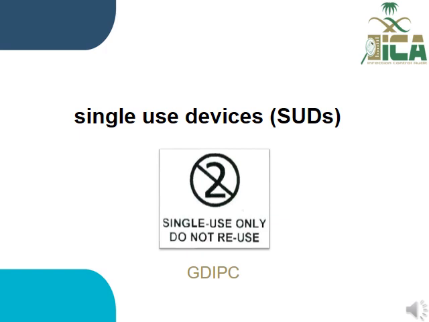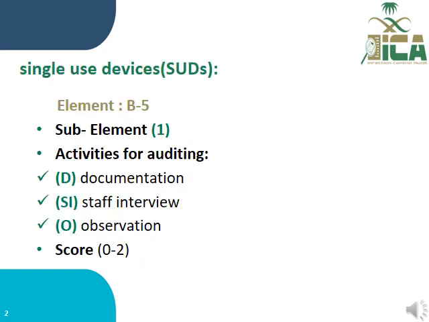Today, inshallah, we will learn the correct method for evaluation for element number 5 from domain B, single-use devices. It contains one sub-element. For the auditing activity, we need documentation, staff interview, and observation also. For the scoring, it has only 0 or 2.